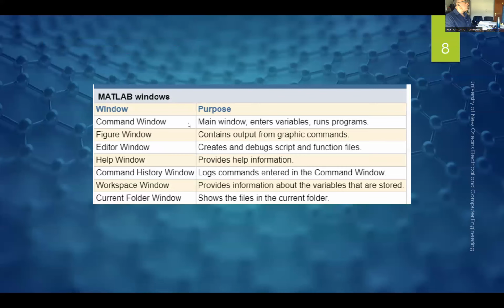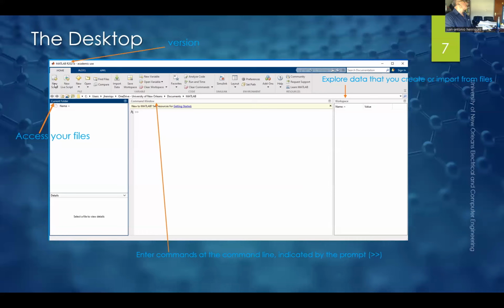So the windows that you just described are the command window, which is, again, the main window where you enter variables and run the programs. The figure window, which may contain any graphics commands. An editor window, which you can use to create scripts, to debug scripts. And that one you enter by any of these icons here. We get into scripts later.